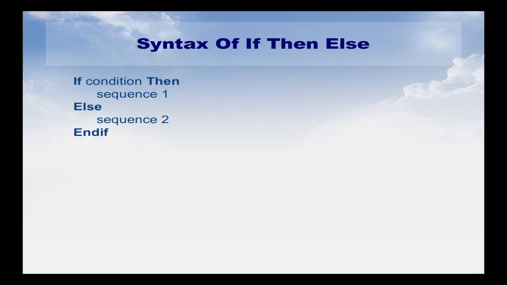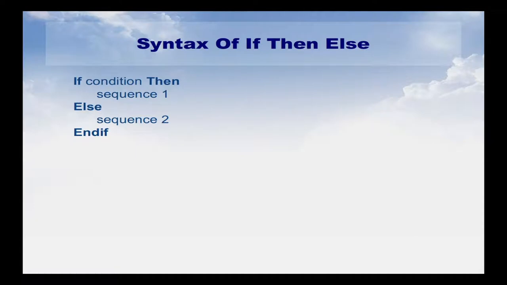The first selection construct is if, then, else. In the modules on flowchart and algorithms, we have discussed how if, else works. The if construct is used to execute the selected sequence based on the condition. The if construct has four keywords: if, then, else and end if. The syntax for if, then, else is shown now.